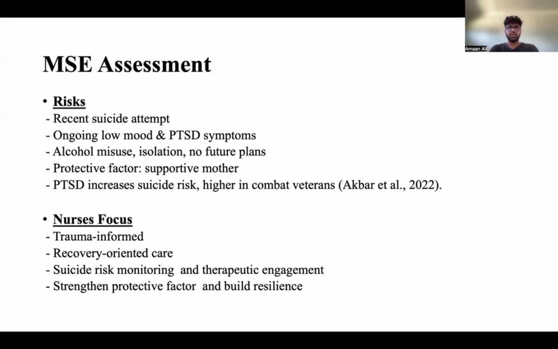Finally, the risks that were identified are significant. Jake recently had a suicide attempt and continues to experience low mood and post-traumatic stress symptoms. He misuses alcohol and feels socially isolated with no future plans. One of the protective factors in his situation is his mother, who remains involved in his care.